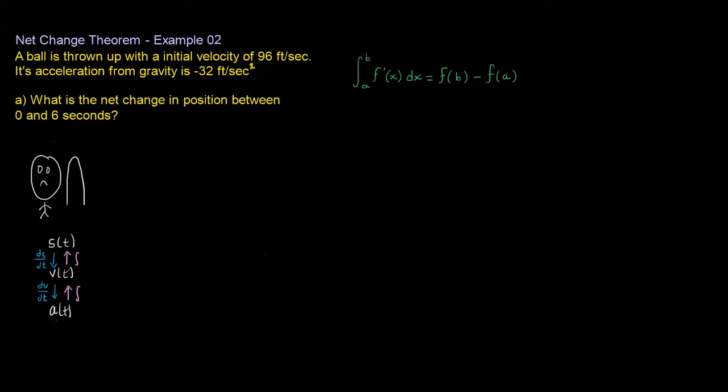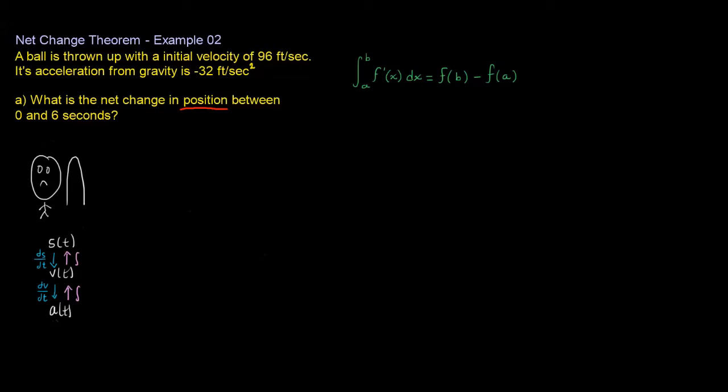Hi, in this video I'm going to solve the second example for the net change theorem. It starts with actually the same setting from the previous example. It's just a ball thrown up with initial velocity of 96 feet per second, and its acceleration from gravity is negative 32 feet per second squared. Now the question here is, what is the net change in position between 0 and 6 seconds?